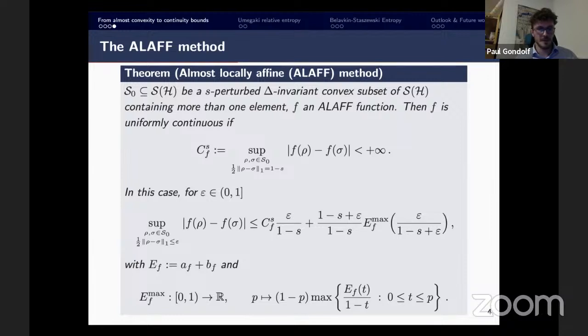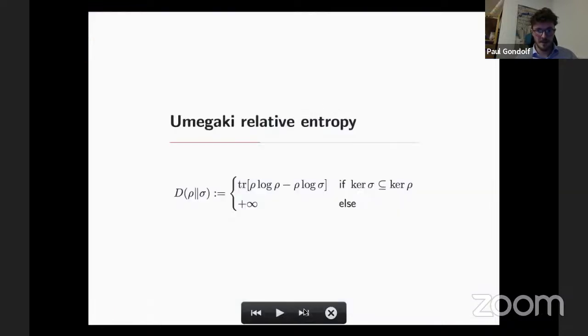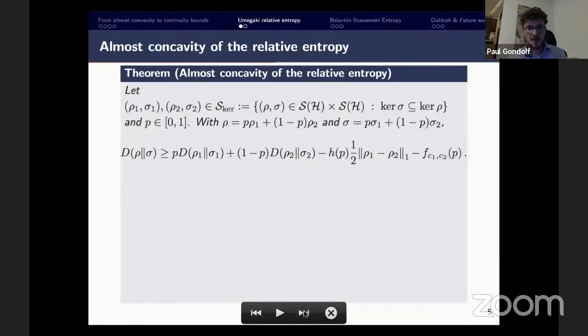Okay, and now we have the method, so we can come to the applications. And first of all, I want to start with the Umegaki relative entropy. The definition can be seen here again. As I said, we now need two things. The first thing is the joint convexity. This has already been proven several decades ago by Lieb, for example. And the second thing is the new thing, which is almost concavity with a well-behaved remainder function.